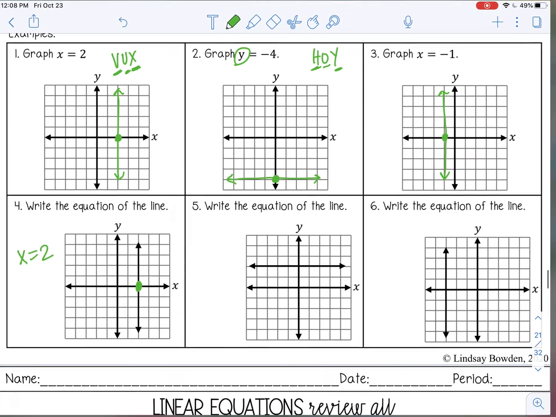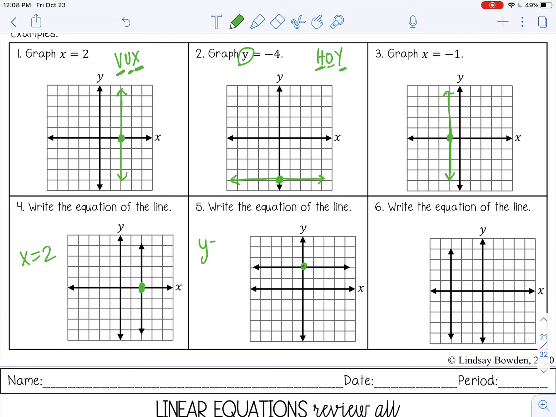All right, number 5, you should have written y equals 2. It's going through 2 on the y-axis. And then number 6, x equals -3. All right, you can stop the video now and complete linear equations, review all.